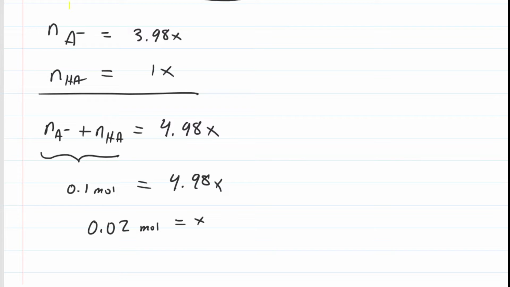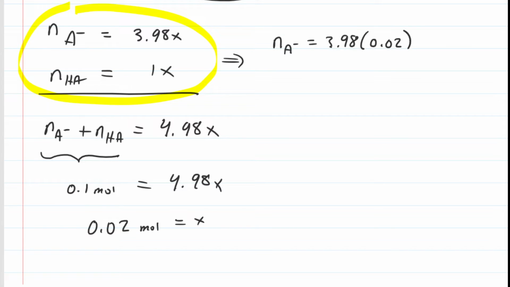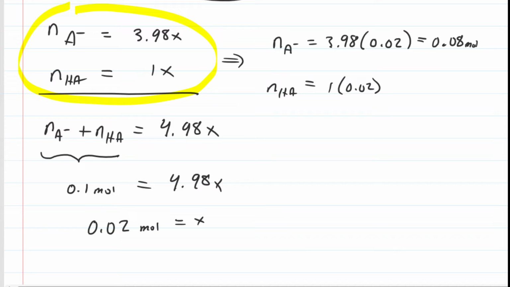Well, just look back here again. We had those expressions for the moles, so we can actually slide over here. Now we can see that the moles of A minus is going to equal 3.98 times our x, and the moles of HA is going to equal 1 times our x. Let's pick up our calculator and simplify the top one. You're going to get approximately 0.08 moles, and the bottom one, of course, is still 0.02 moles.